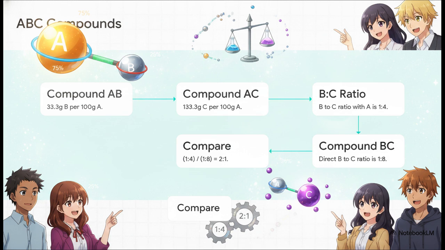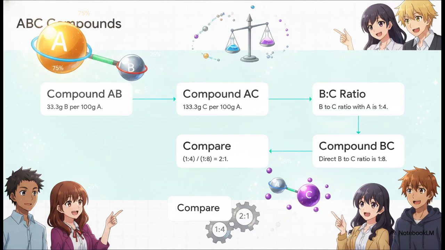Step 1, compound AB has 75% A and 25% B. Let's fix element A to 100 grams. That means we have 33.3 grams of B per 100 grams of A. Step 2. Compound AC is 42.86% A and 57.14% C. Again, for 100 grams of A, we do the math and get 133.3 grams of C.